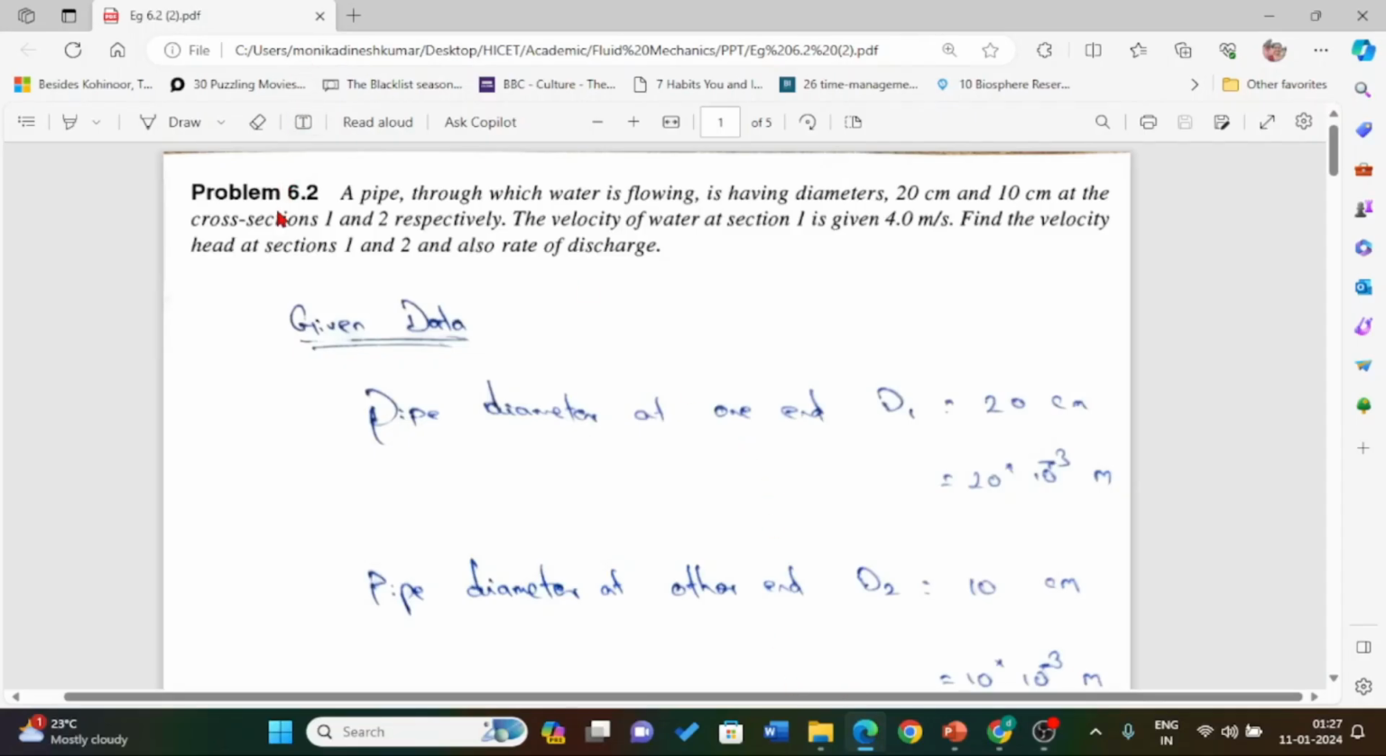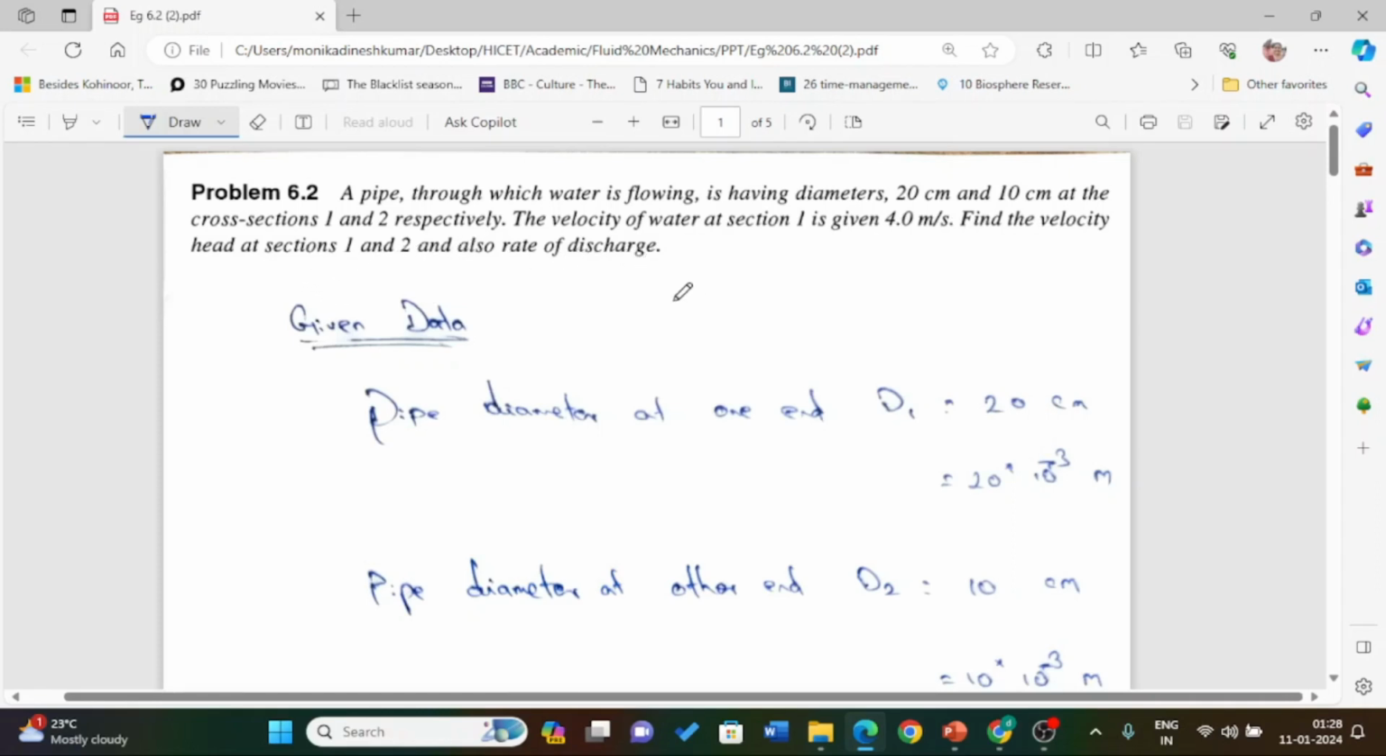So this is the problem that we are actually going to see. This is problem number 6.2 in Fluid Mechanics, written by R K Bansal. A pipe in which water is flowing has a diameter of 20 centimeter and 10 centimeter at the cross sections 1 and 2 respectively. The velocity of water at section 1 is given as 4 meter per second. Find the velocity head at sections 1 and 2 and also the rate of discharge.